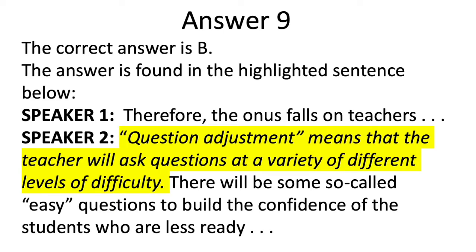Question 9. Let's move on to the answer. The correct answer is B. Now have a look at the following explanation.